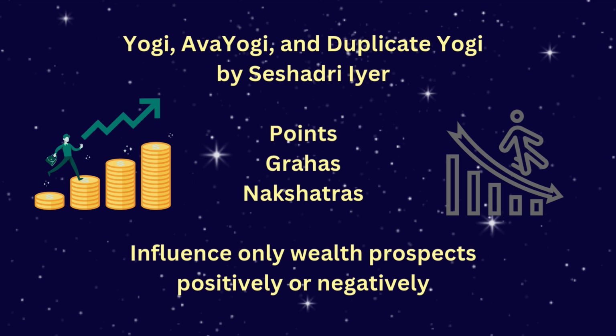In this video, we will walk through how to calculate these points, what kind of results they suggest, and we'll also examine a few real life example charts. To break this down further, for the yogi, we'll look at the yogi point, the yogi graha, and the yogi nakshatras. The same applies to the avayogi, its point, graha, and associated nakshatras. Finally, we have the duplicate yogi graha. Unlike the others, this one doesn't have a point or nakshatra, just the graha.